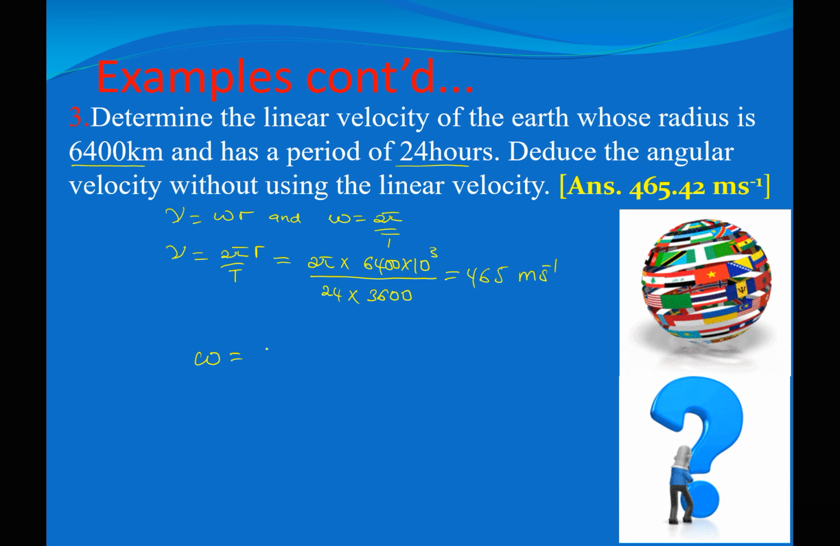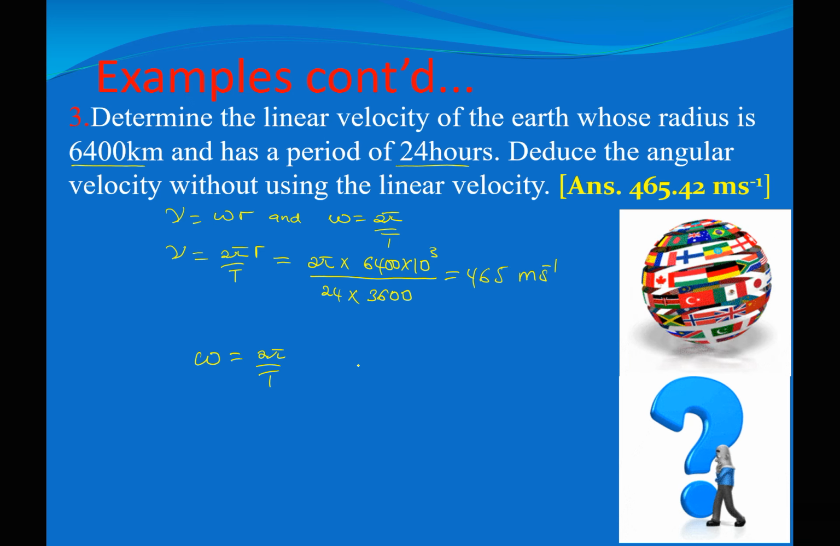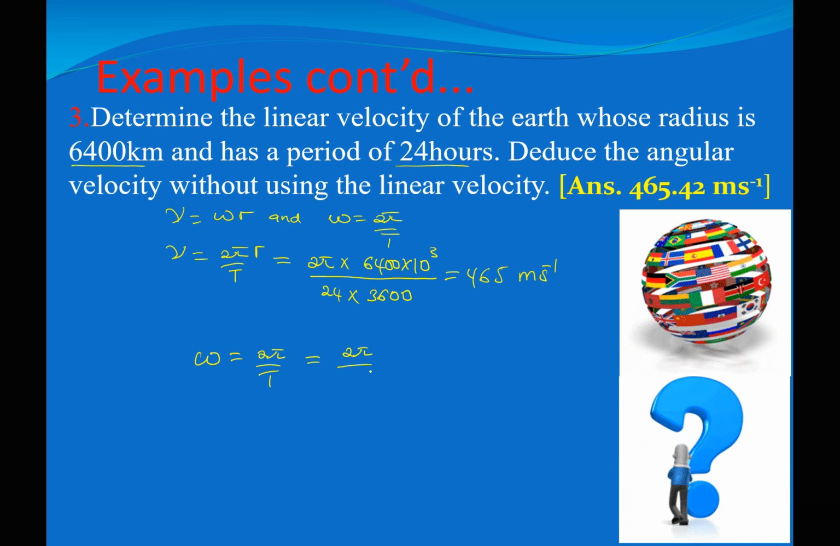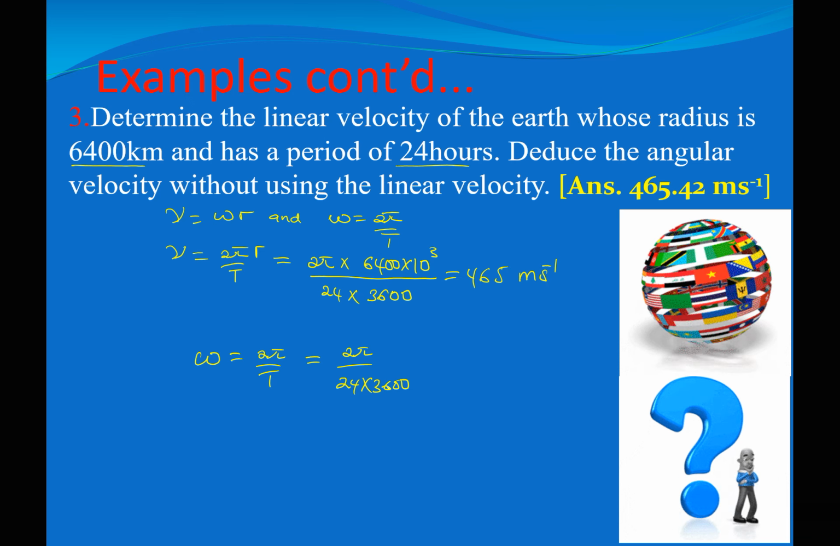Of course, you have other options, because angular velocity is 2 pi over T. So if it is 2 pi over T, it means I've not used the linear velocity. I've not used v equals omega r. So it is as easy as saying this is going to be 2 pi divided by 24 times 3600. So 2 pi divided by 24 times 3600.